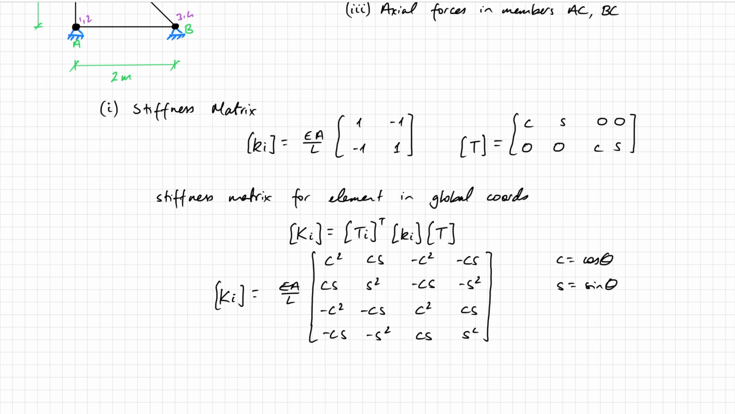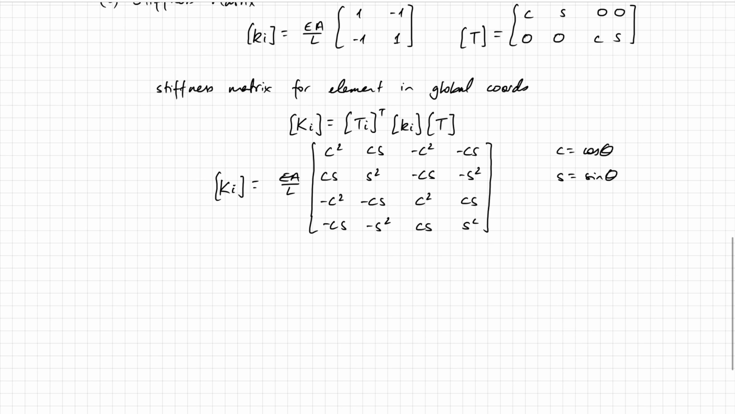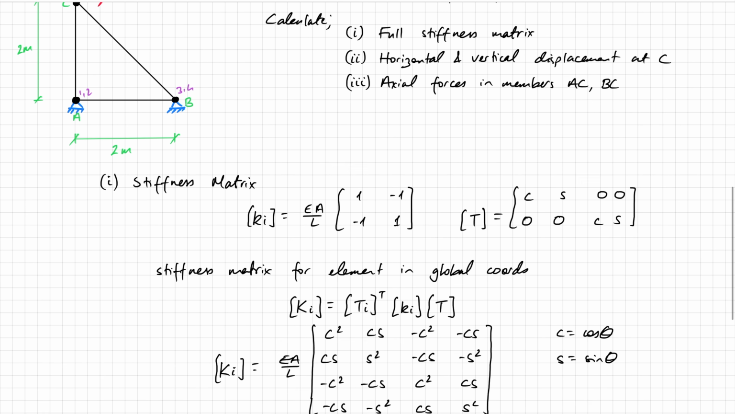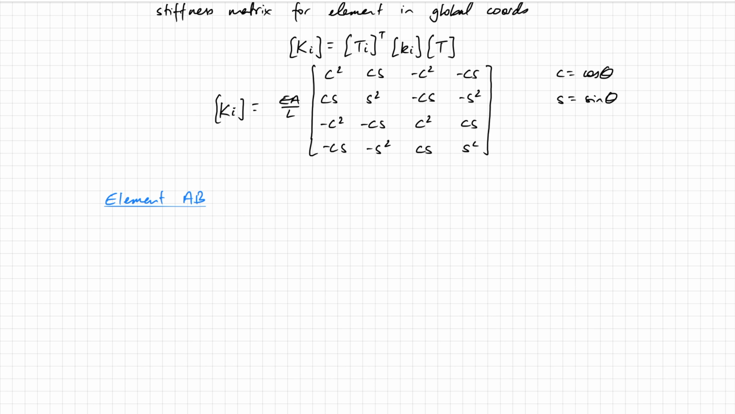But knowing all of this, we are now going to delve straight into the elements that we have. We're going to start with element AB, and we can see that AB is this element between degrees of freedom 1, 2, and 3, 4. For AB, we have a length of 2 meters, we have an angle of 0 degrees, which means that C, which is cos theta, is 1 in this case, and S, which is sine theta, is 0 in this case.